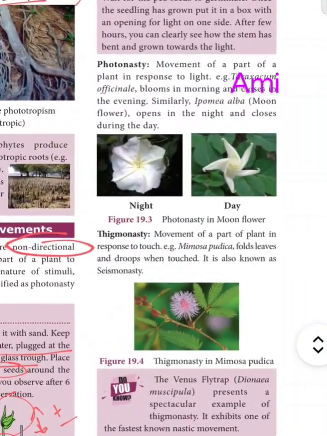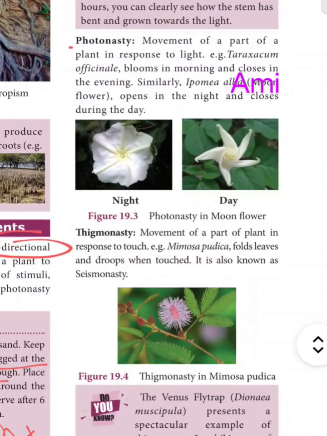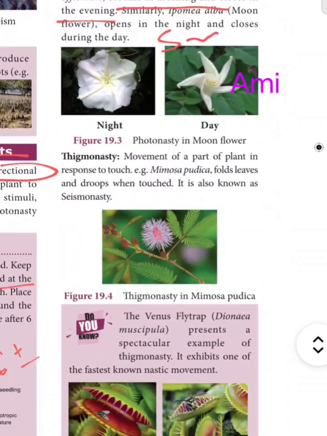Now we are going to see the nastic movements. First is photonasty. As the word suggests, photo always refers to light. Here, sunlight. So it is movement of the part of the plant in response to light, like a flower that blooms in the morning and closes in the evening. Next, thigmonasty, in response to touch.